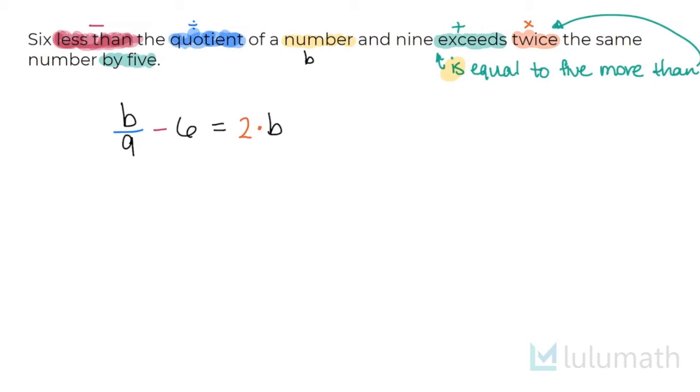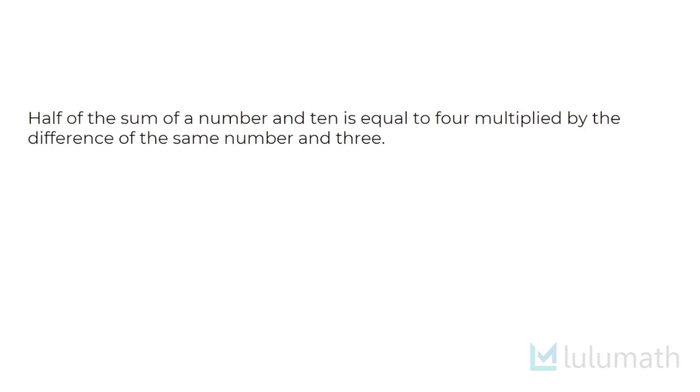And then it's exceeding it by 5. So it means it's 5 more than that. So I'm going to write plus 5 right here. And this is the translation of my verbal expression into an algebraic equation. This time it's an equation and not an expression. All right, let's take a look at our last example right here.